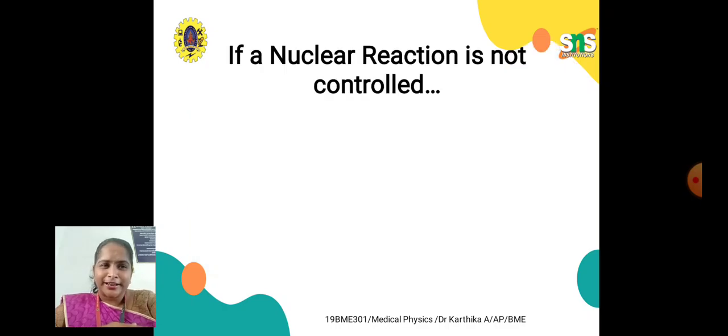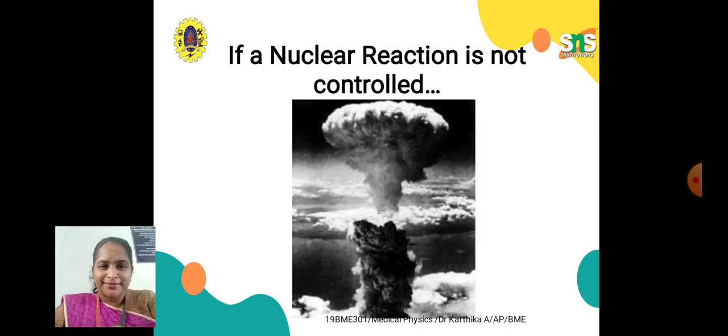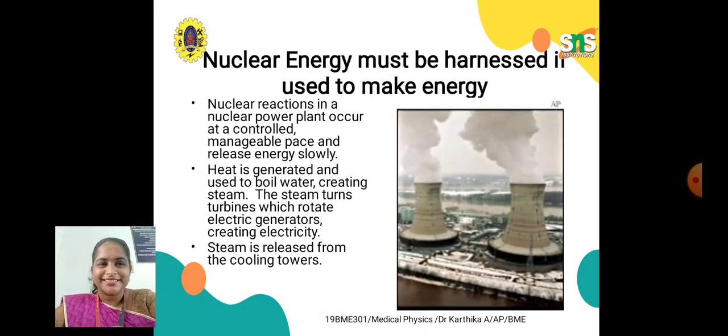Okay, if a nuclear reaction is not controlled, what would happen? Actually, this nuclear energy must be harnessed. It is used to make energy because the nuclear reactions in a nuclear power plant occur in a controlled and manageable manner, releasing energy very slowly. Here, in power plants, the heat is generated and used to boil water, creating steam. This steam turns turbines which rotate electric generators, creating electricity. The steam is released from cooling towers.